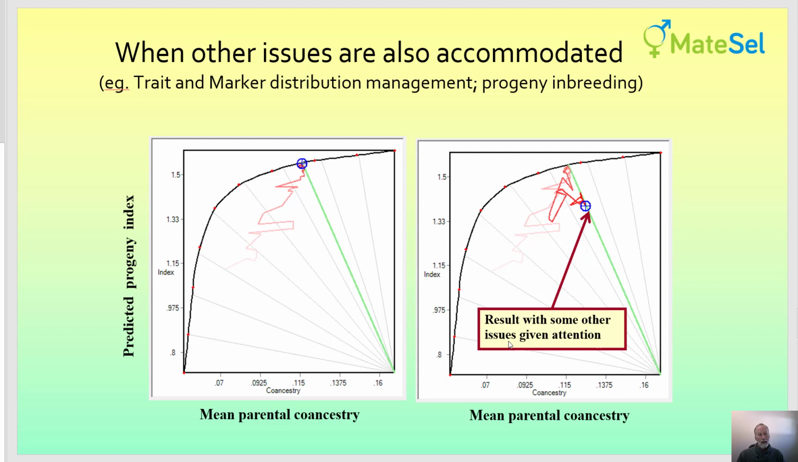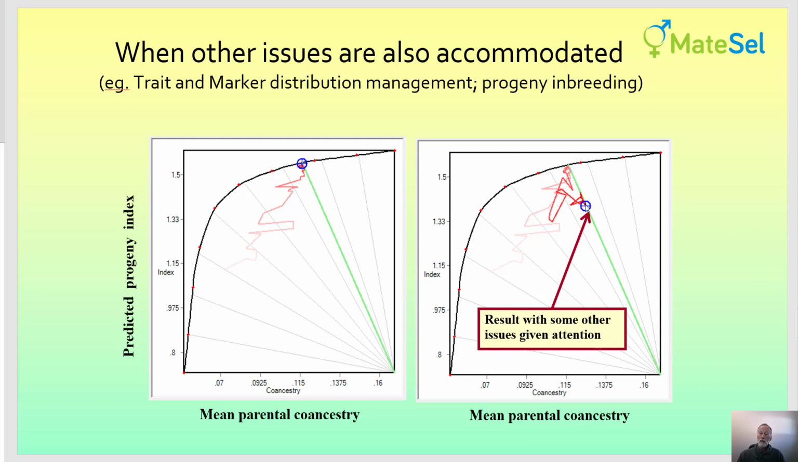Right, now what happens when we have adopted a policy of a balanced strategy of target degrees and we start to bring in other issues such as trait and marker distribution management or putting strong emphasis on progeny inbreeding, then we end up getting a worse response for these other two components of progeny index and parental coancestry, and so we move away from the frontier.